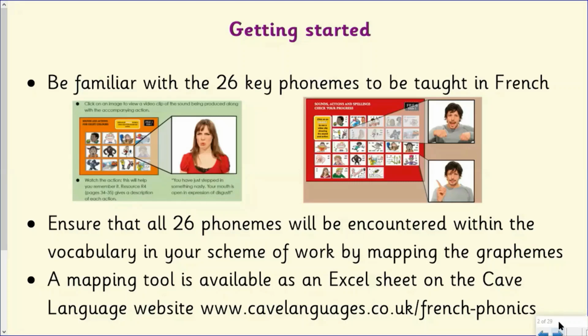Next thing to do is have a good look at your scheme of work and make sure that the vocabulary that you have within it will allow your learners to encounter all these 26 phonemes as well as many of the graphemes as possible. There is a mapping tool in the form of an Excel spreadsheet which you can find on the Cave Languages website, and you can see the link for it there.